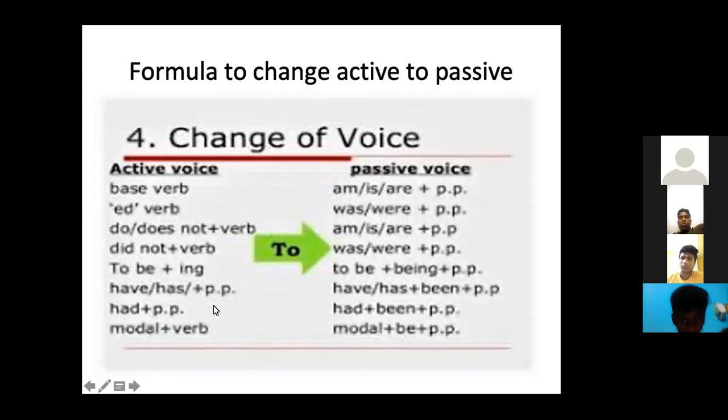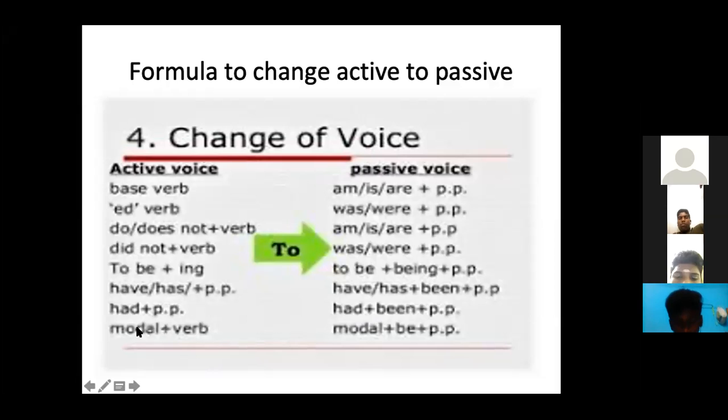So here PP means the past participle form, that is the third form of the verb: present tense, past tense, and past participle. Again, have or has plus the past participle form of the verb in the active voice will become have or has plus been plus the past participle form of the verb in the passive voice. Again, in the active voice, if it is had plus the past participle form, in the passive voice it will become had plus been plus the past participle form of the verb.